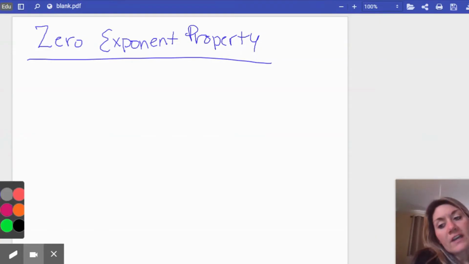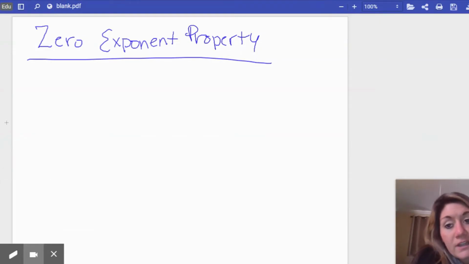The next property of exponents that we're going to talk about is the zero property of exponents.